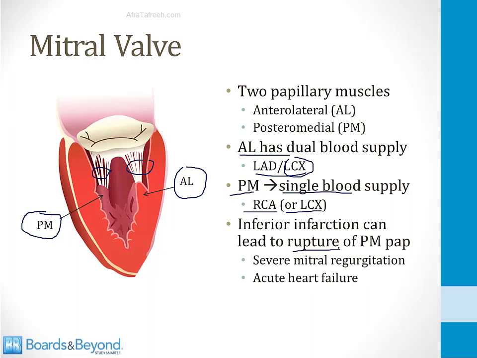In the ischemia modules, I talk about the fact that one of the dangerous consequences of myocardial infarction is for a papillary muscle to rupture. The patient will develop severe mitral regurgitation and acute heart failure, and this is often a fatal event. The papillary muscle that often ruptures is the posterior medial papillary muscle. This often occurs in the setting of an inferior wall myocardial infarction, and the reason it's the posterior medial papillary muscle that usually ruptures is because it has a single blood supply in most cases.